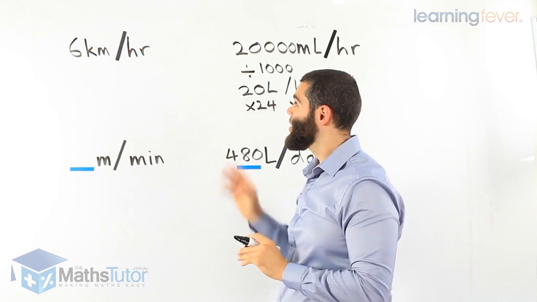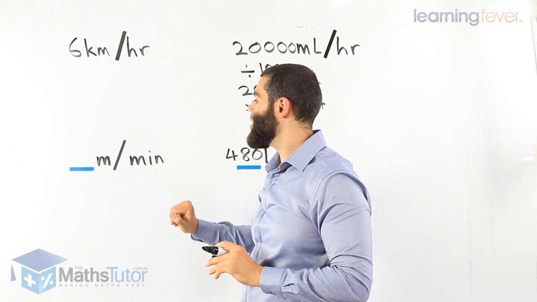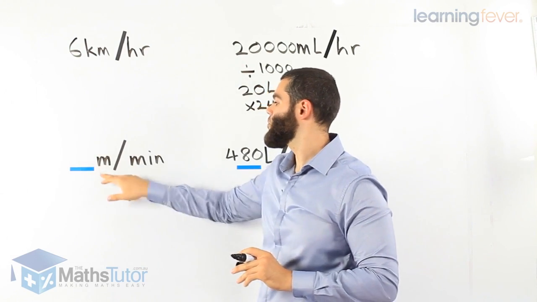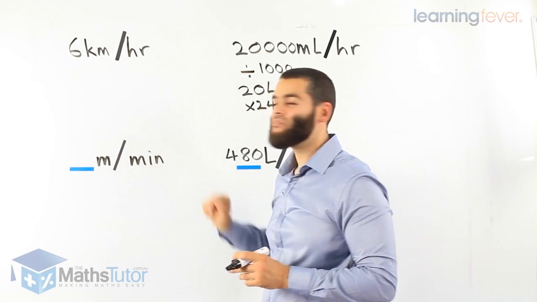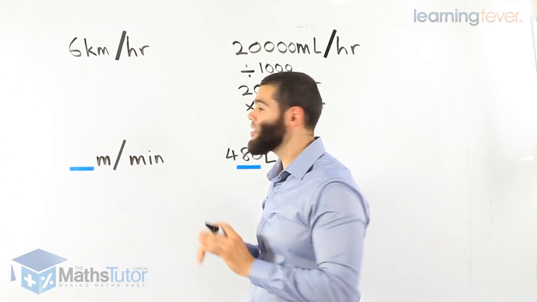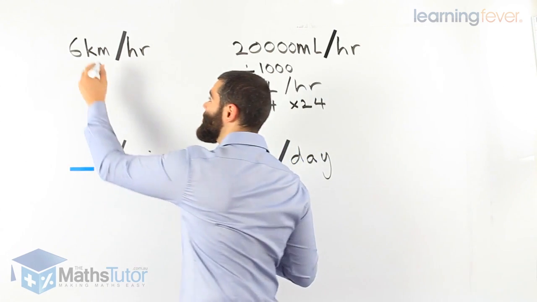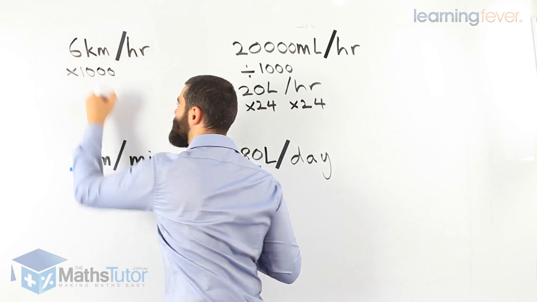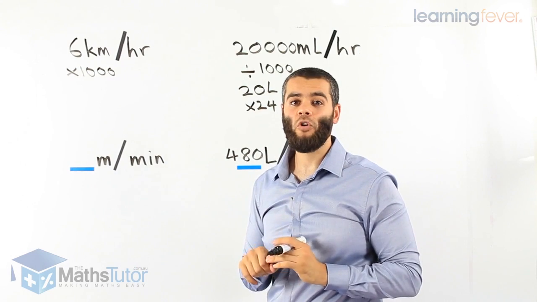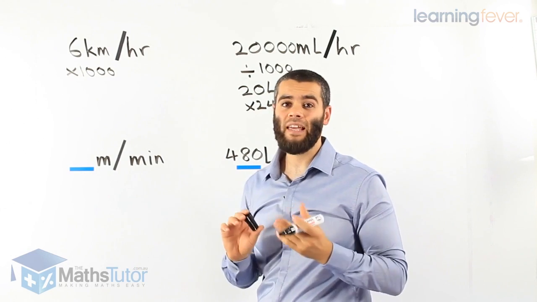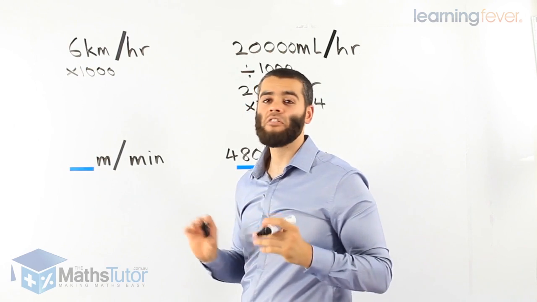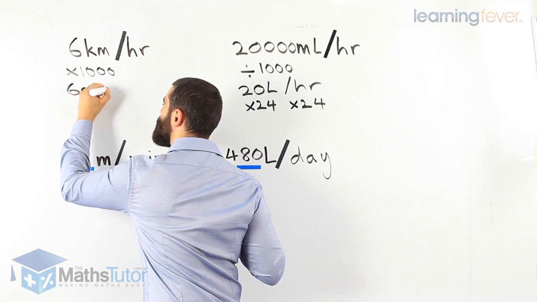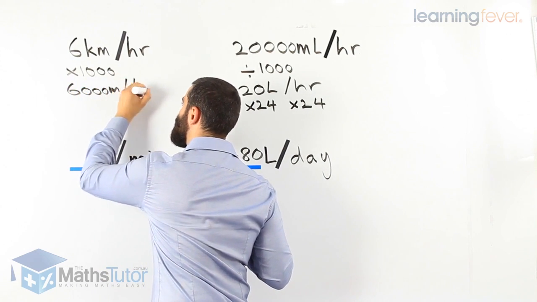Next example. The next example, 6 kilometers per hour. We want it to be equivalent meters per minute. So kilometers to meters and hours to minutes. Let's get started. Be careful, we're not going to make any mistakes. We're going from kilometers to meters. We times by 1,000. Again, we learned that before in a previous lesson where we're changing units of length. We know from kilometers to meters, we multiply by 1,000. So we have 6,000 meters per hour.